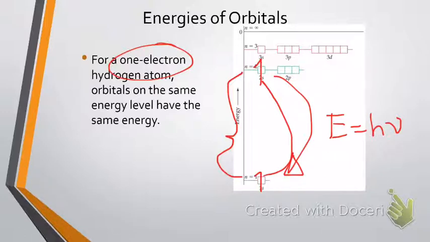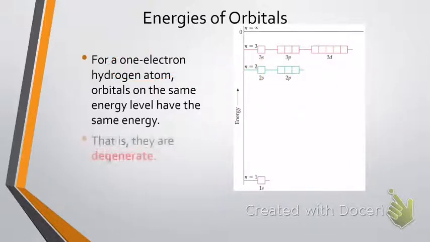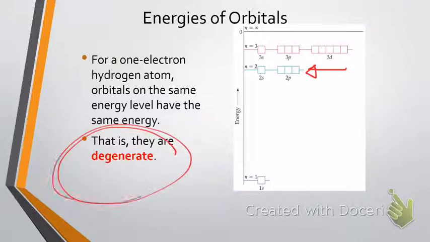So with one electron, all of the orbitals on the same energy level have the exact same energy. What I mean by that is, if we look here, the 2s and the 2p orbitals are exactly the same in energy, and that's got a term called degenerate. Degenerate means that they are equal in energy. That's fine and dandy, but what happens whenever we start adding in more than one electron?